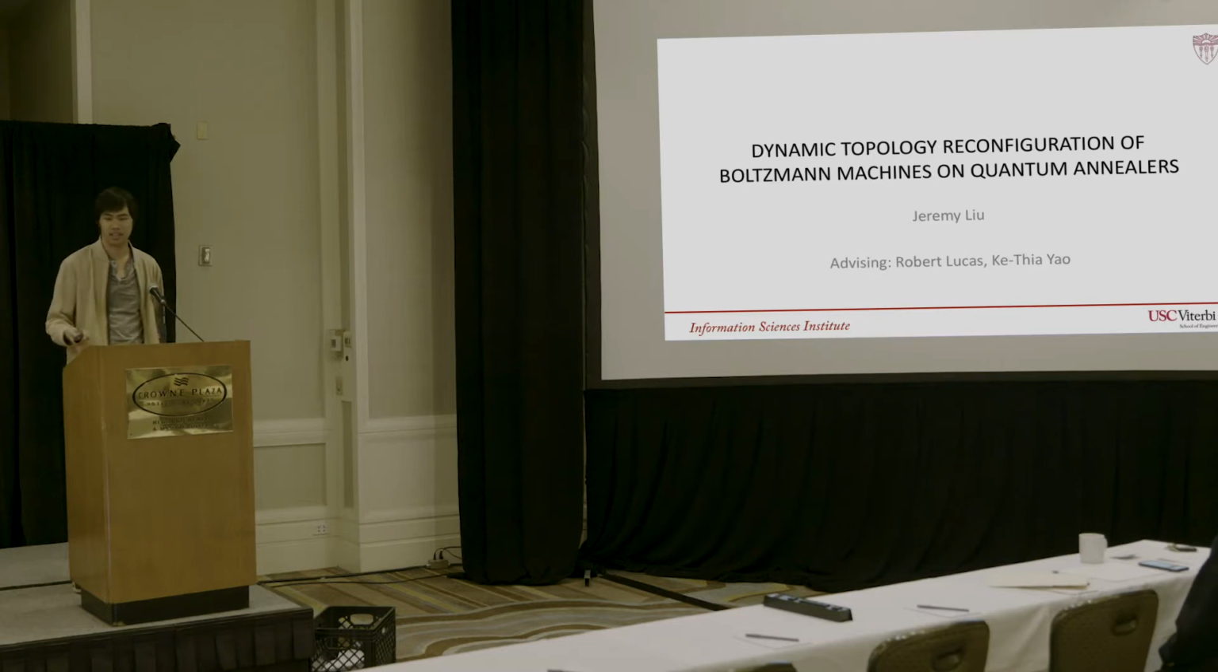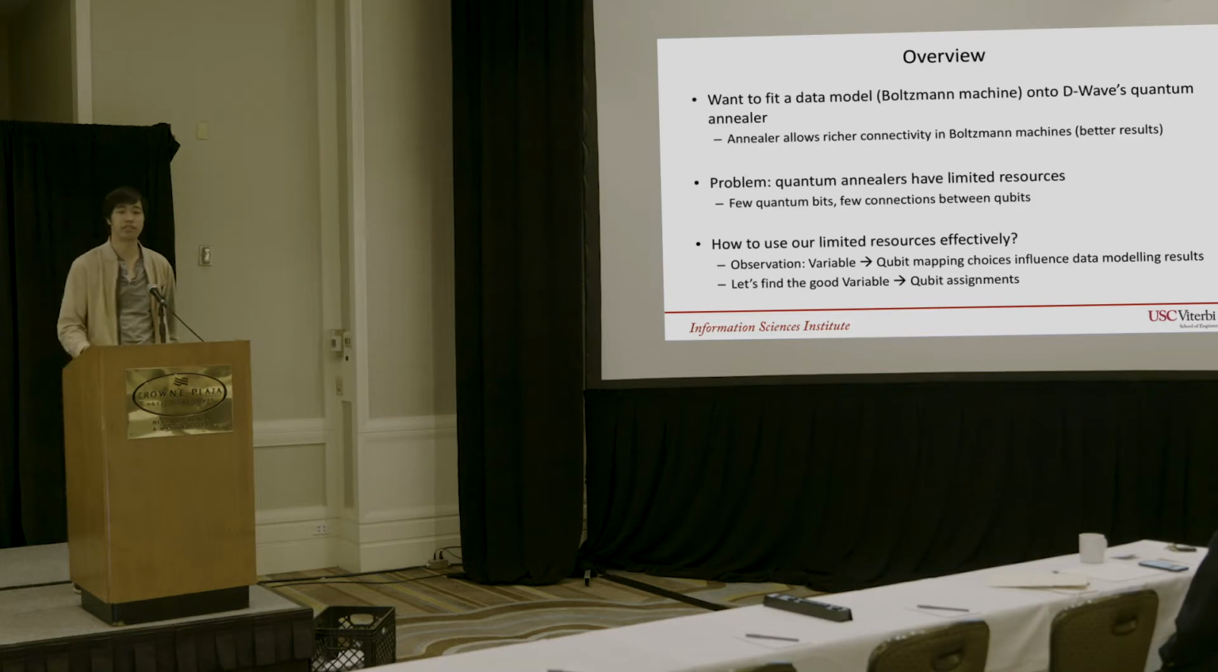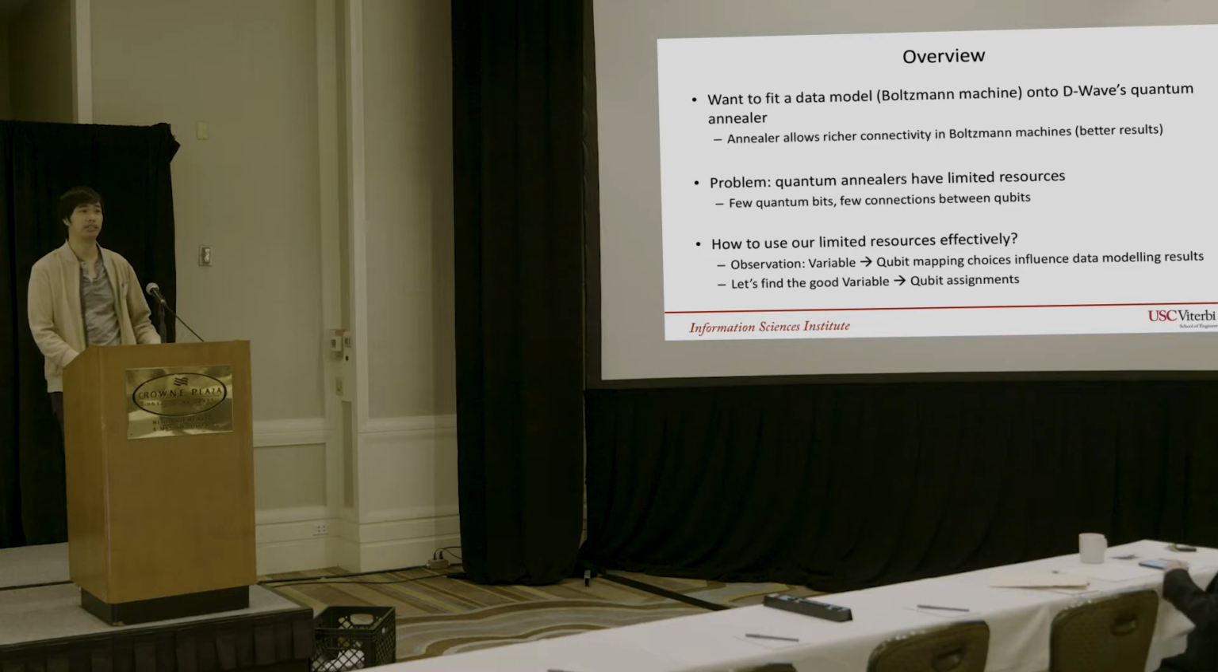So the topic I'm talking about today is the dynamic topology reconfiguration of Boltzmann machines on quantum annealers. To give a quick overview, what we want to do is to fit a data model, in our case, a Boltzmann machine, onto D-Wave's quantum annealer. We want to do this because the annealer potentially allows us to implement a richer connectivity in Boltzmann machines that will give better results than what we can find on a classical machine.